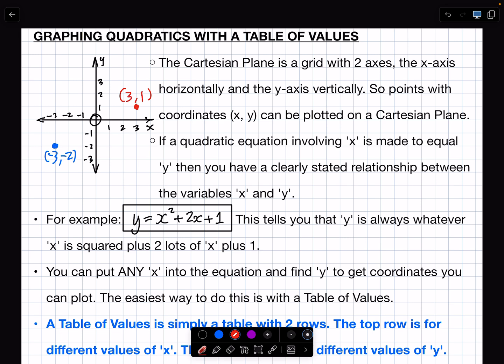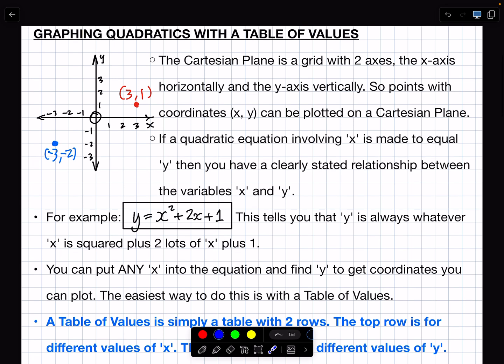Why do I go over that idea? That's how we link it to your quadratics. If I make a quadratic equation that involves x and I make it equal y, then I have stated a relationship between x and y. This grid tells you the relationship between x and y. So for example, if I said y is equal to x squared plus 2x plus 1, what is that telling you? Y is always whatever x is squared plus 2 lots of x, add 1 to it. Right? You can put any x into the equation and find what?